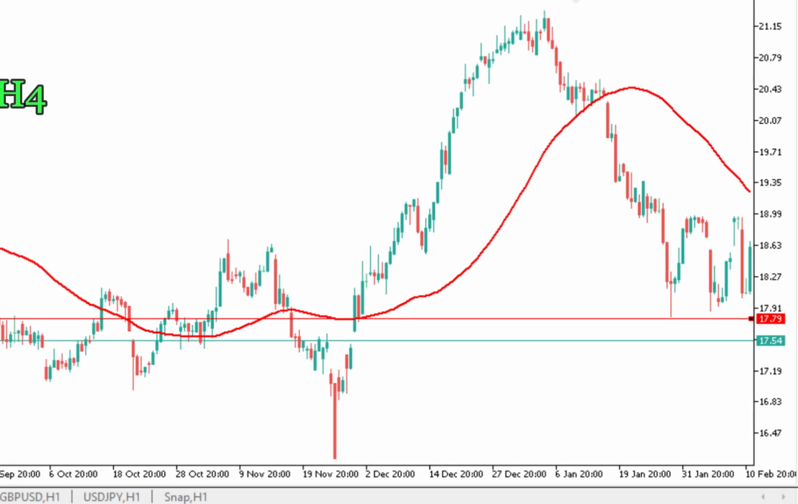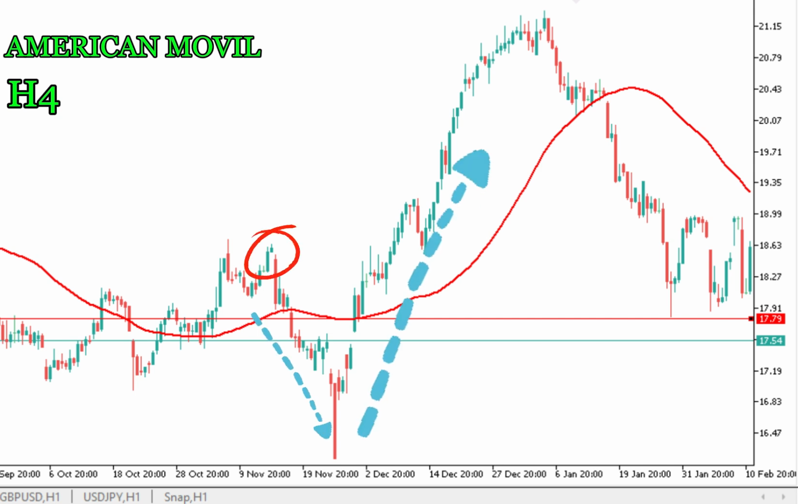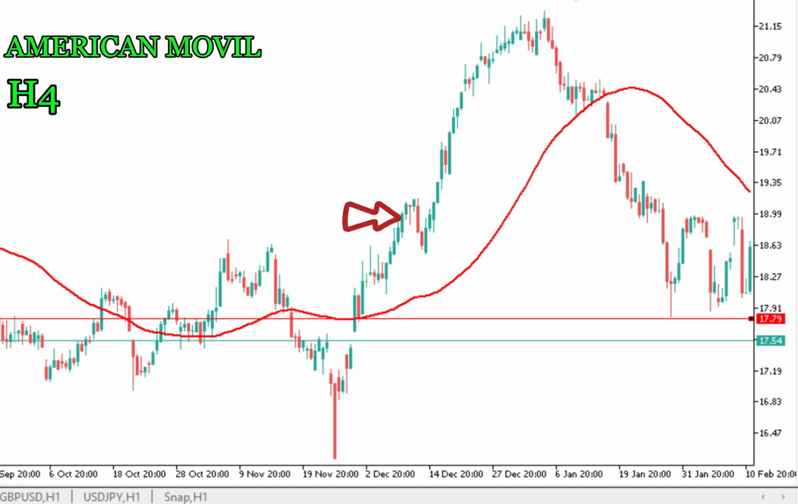This is an H4 chart for American Movil. The first condition is we look for a new high above the 50 moving average. As you can see right here, this is our old high. Then price closed below the 50 moving average, then pushed through, creating our new high right here. That means our first condition has been met.